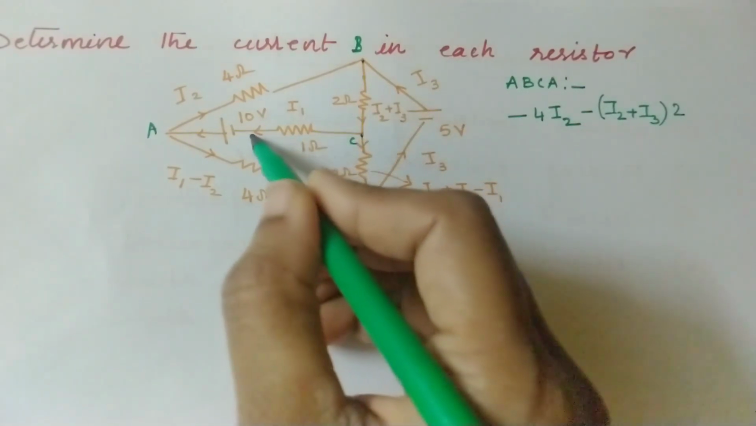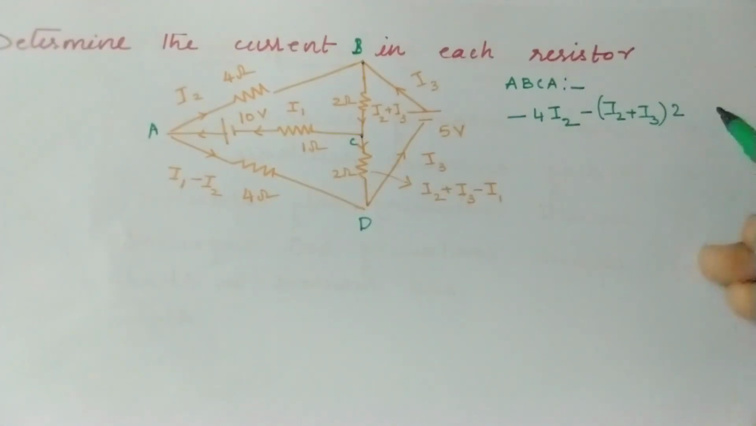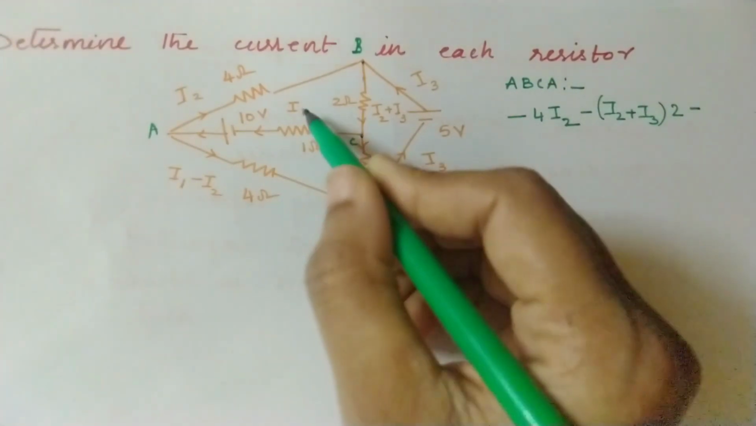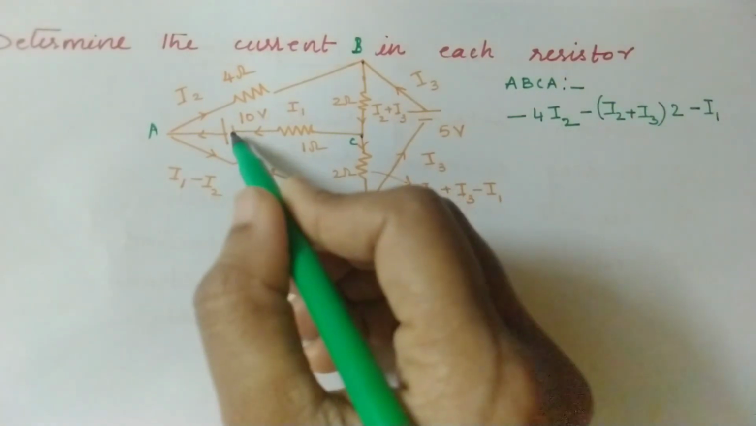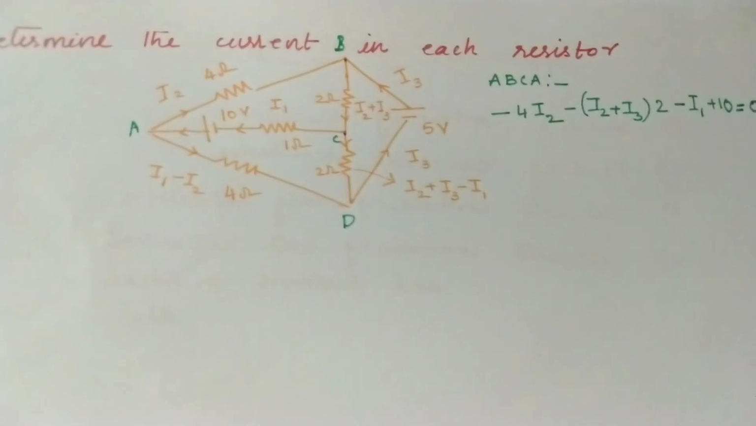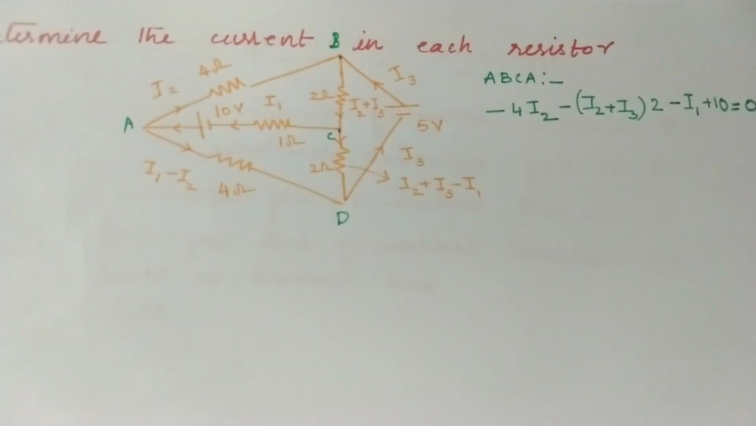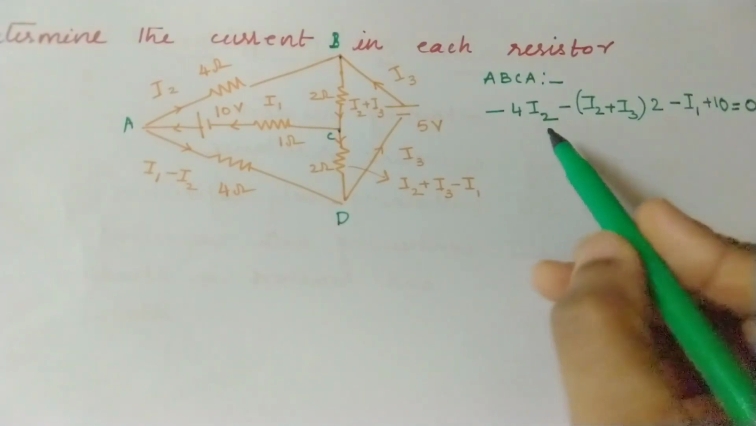And when we move from C to A, here also we are moving in the direction of current, so minus of I1 into 1, that is I1. And when you cross a battery from negative to positive, EMF is taken as positive. Should be equal to what? 0. Okay, I repeat, we have applied Kirchhoff's loop rule for the loop A, B, C and A. So we have got the first equation.